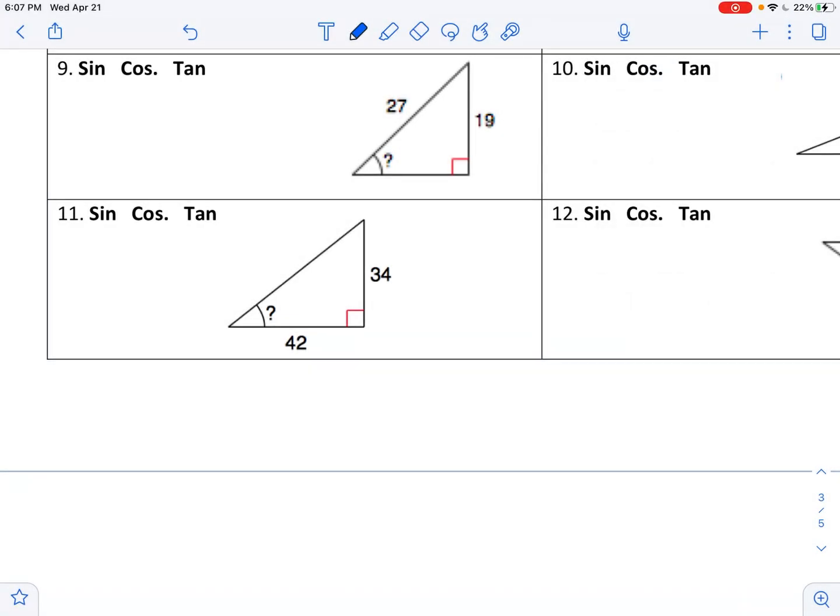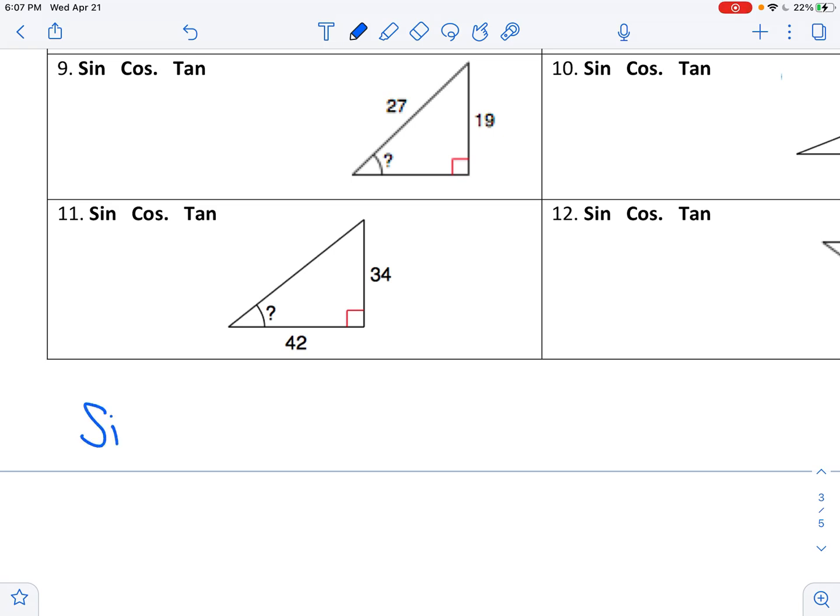Hey, welcome back. We're going to talk about trigonometry again. Today we're talking about how to find an angle measure using our trigonometric ratios of sine, cosine, and tangent. What you need to do is figure out first, which trig ratio do you have?